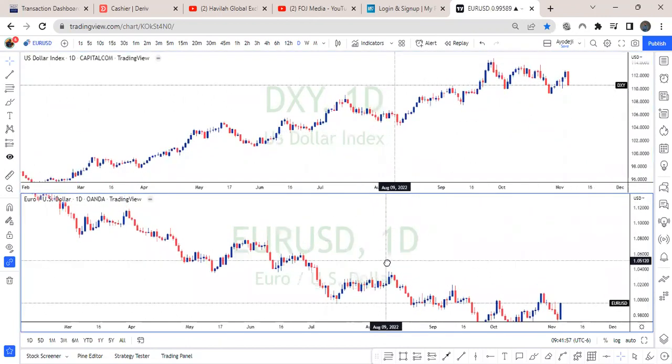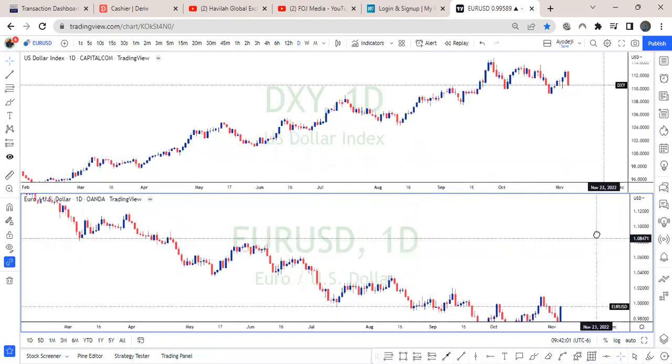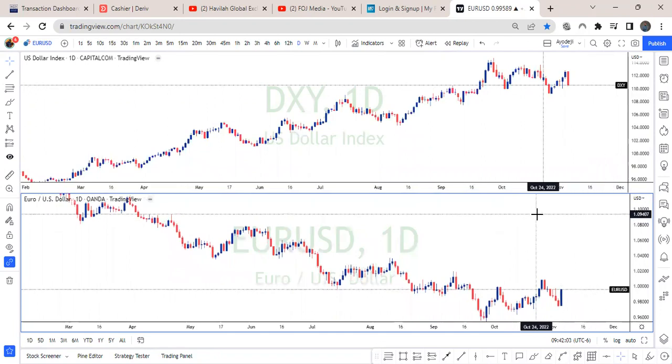So today I will be doing a quick directional bias for the DXY, and then I'll be using the DXY to also give a directional bias for the Euro USD. Yeah, Euro USD. So let's go.